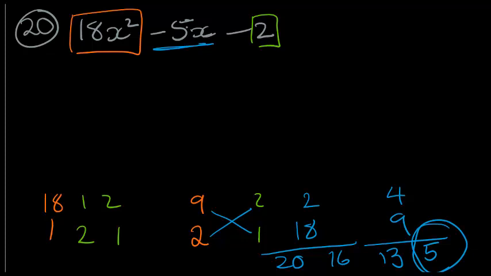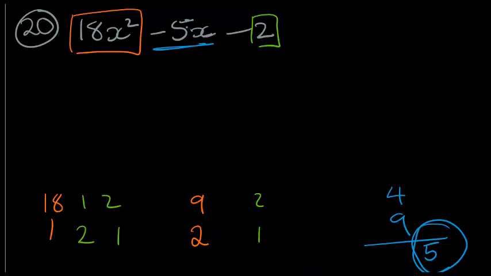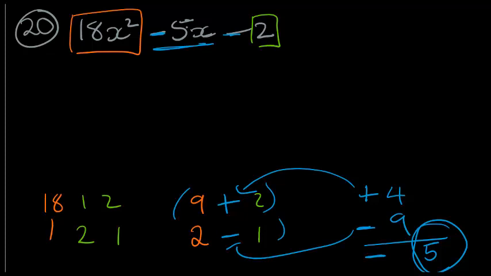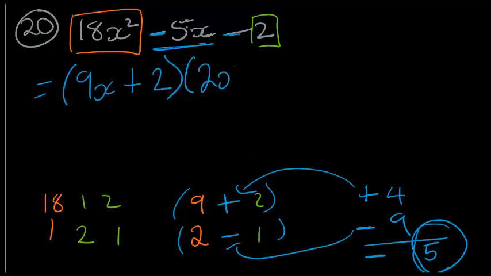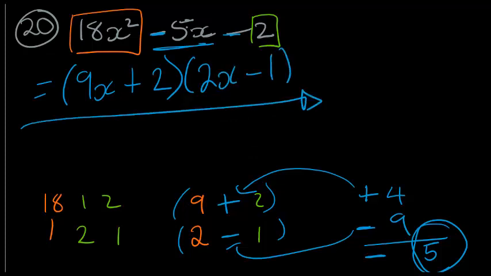So I am looking for minus 5 and minus 2. So minus 5. If I say minus 9 plus 4 gives me minus 5, that is correct. And that's going to be my answer. I'm going to have a plus over here because that one goes there. I'm going to have a minus over here because that one goes there. So these are my brackets. My answer is going to be 9x plus 2, 2x minus 1. And that's your final answer.